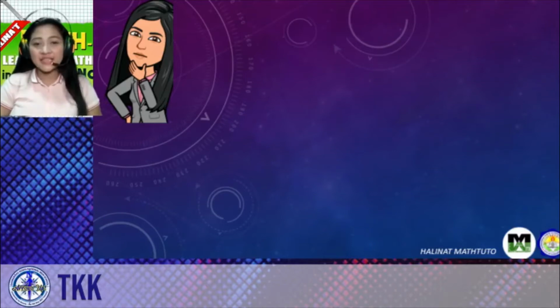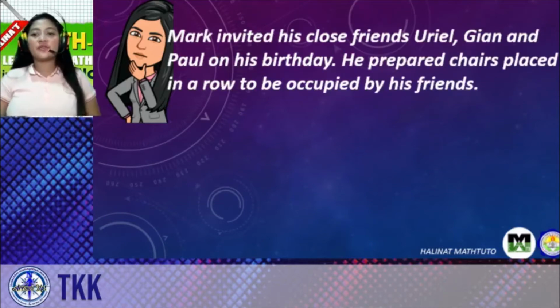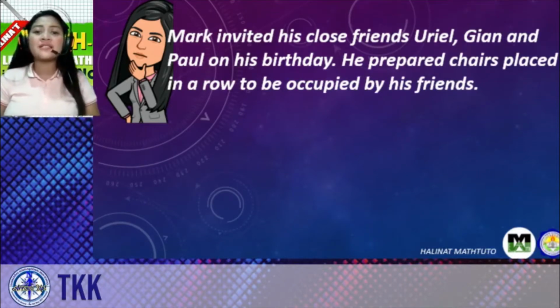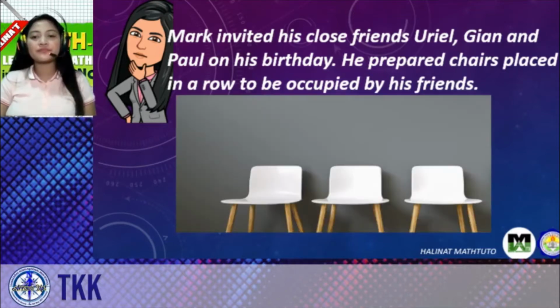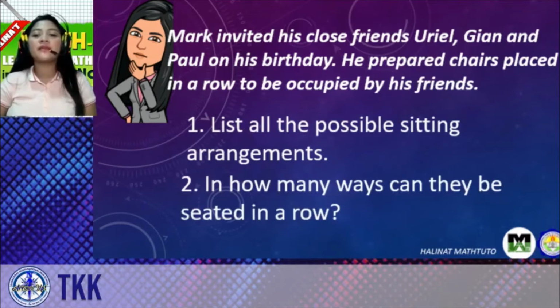But before that, let us consider this problem. Mark invited his close friends Oriel, Gian, and Paul on his birthday. He prepared chairs placed in a row to be occupied by his friends. The questions are, list all the possible seating arrangements. In how many ways can they be seated in a row?